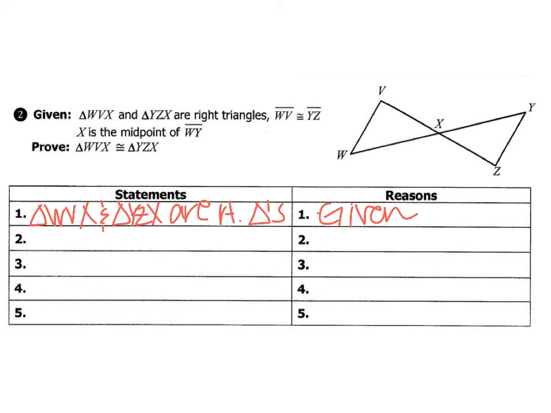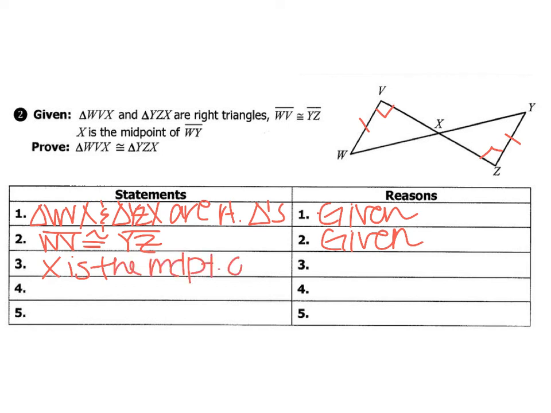Now, we can assume that there's our right angles. Then WV is congruent to YZ. That's another piece of given information. So we write it down, we mark it on our diagram, and we write it in our proof. Then we're also given that X is the midpoint of WY. Given information. So X is the midpoint of WY.